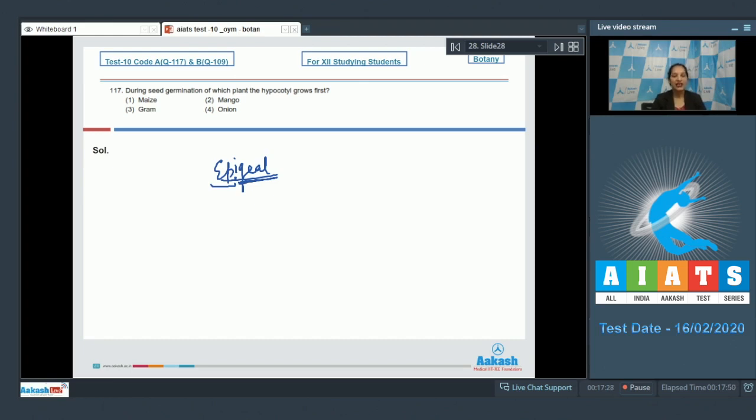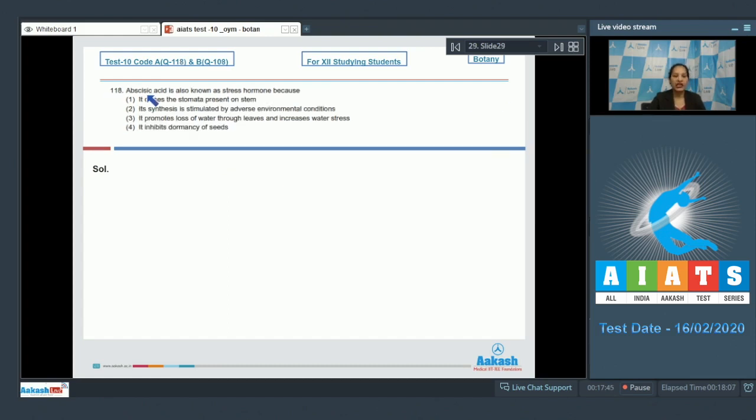So this happens in onion. And in the other options, maize, gram and mango, they show hypogeal germination where the epicotyl grows first. So the correct option for the given question is option number 4. Let's move to the next question.